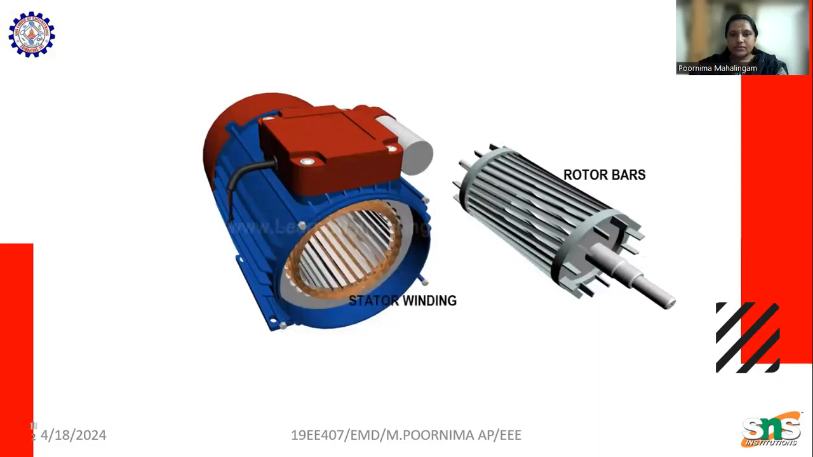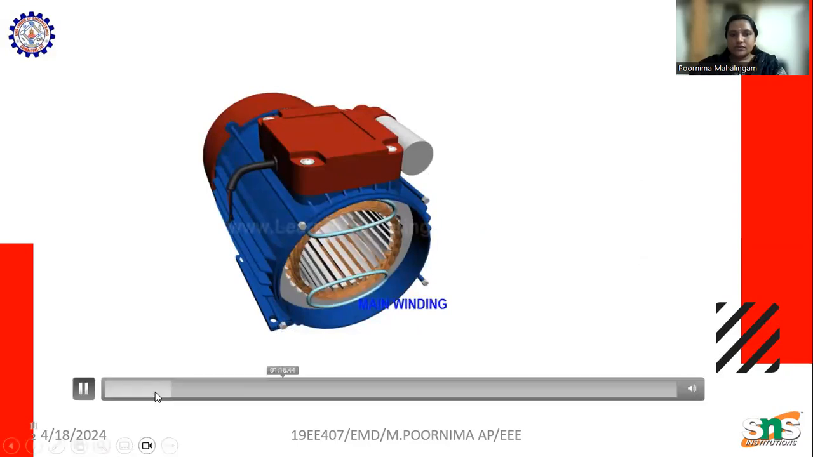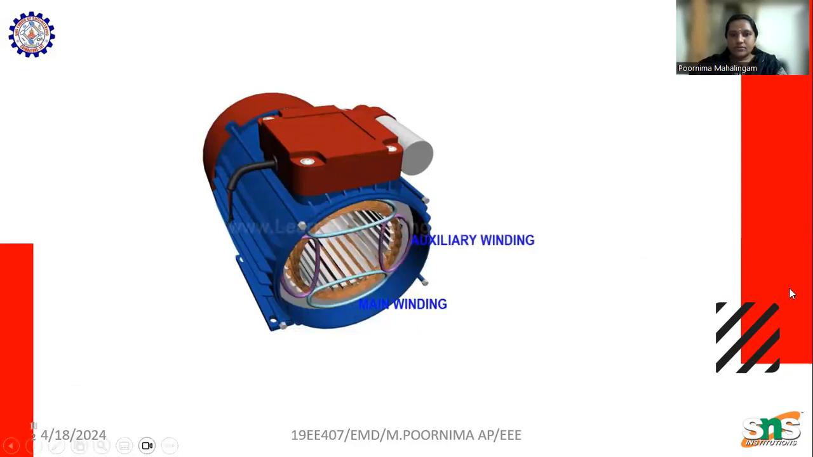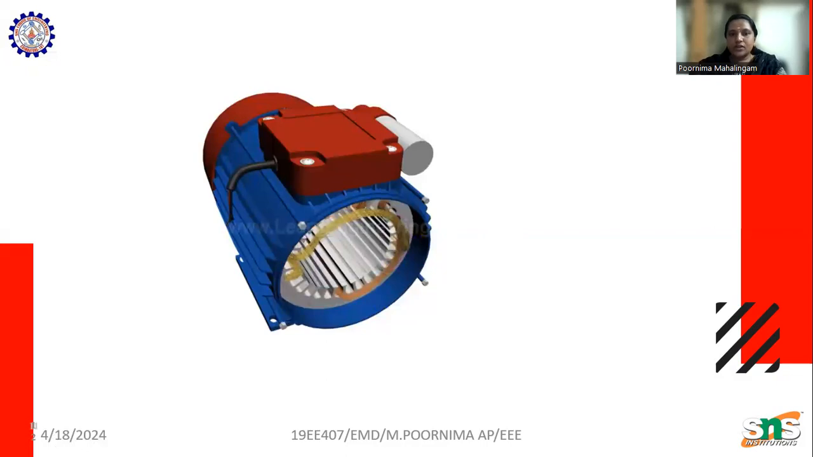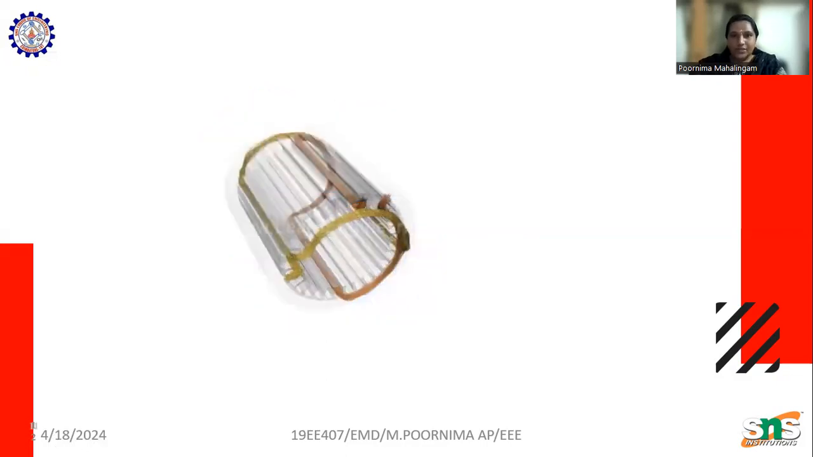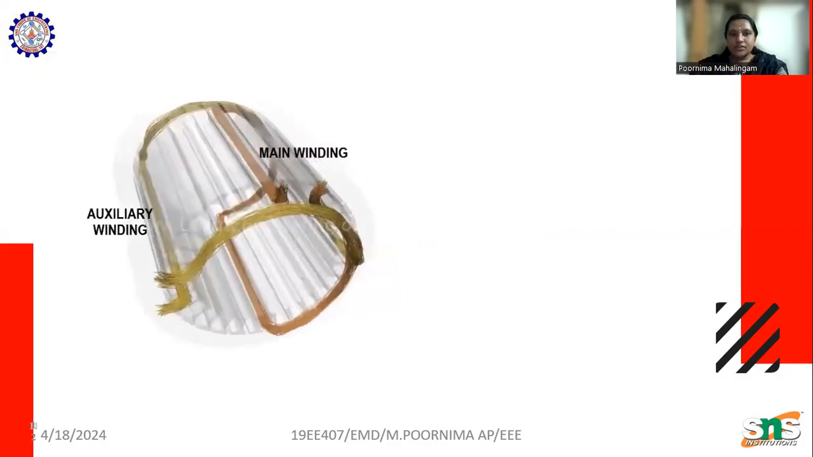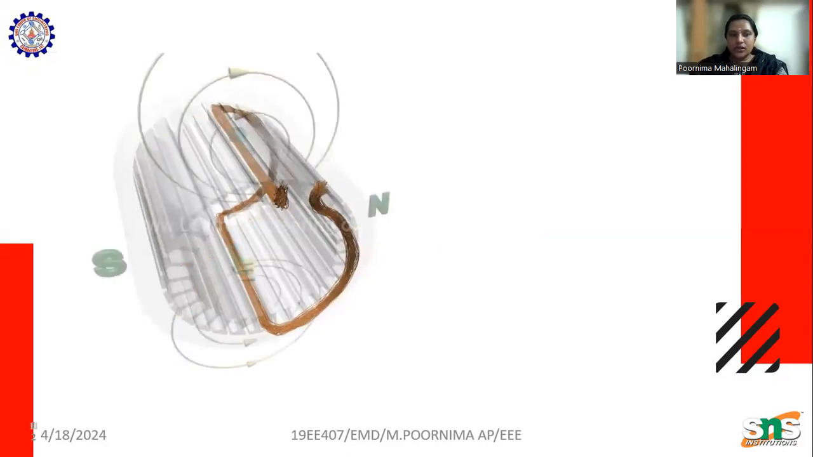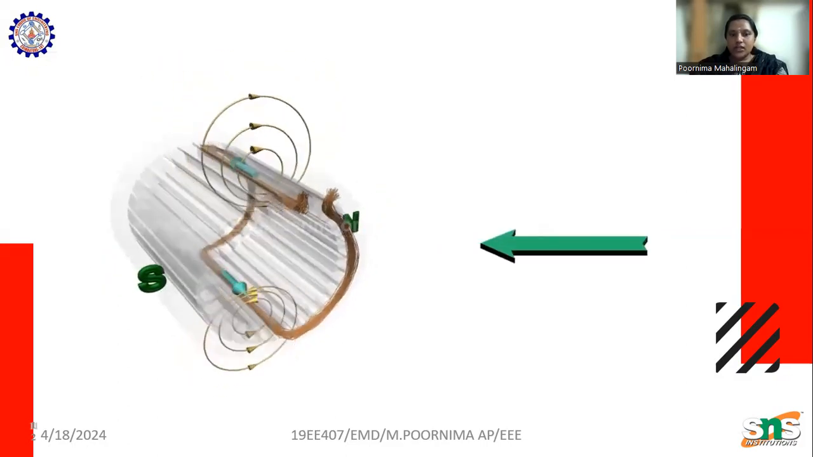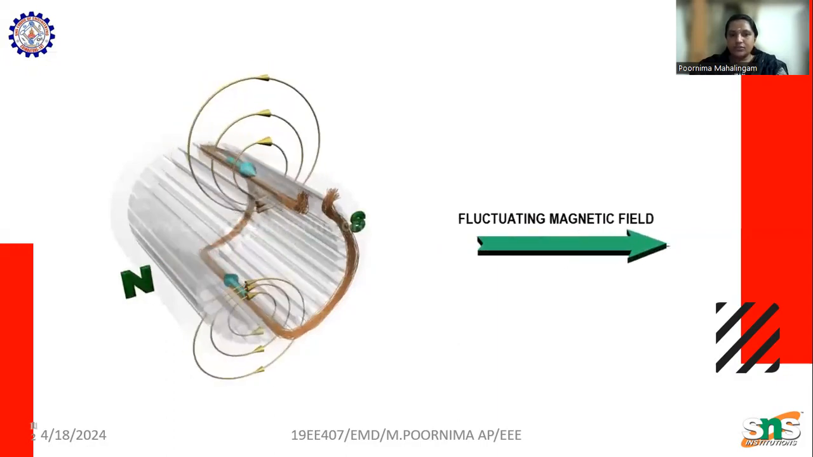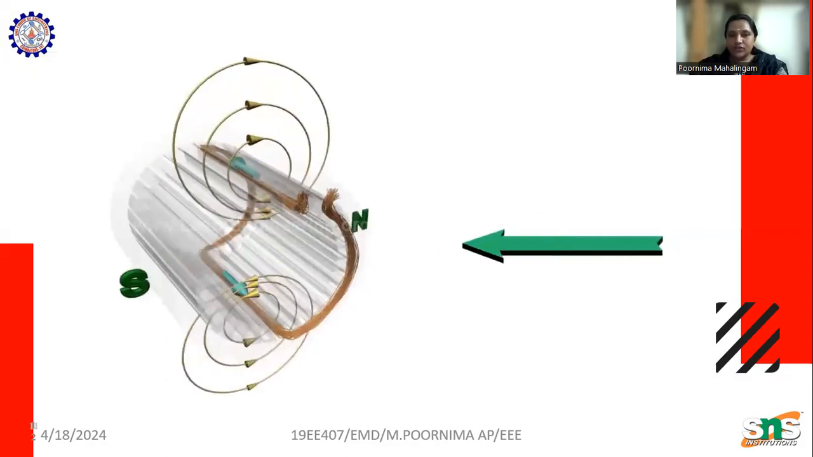Stator winding, which is stationary, has two parts: one main winding and an auxiliary winding. The auxiliary winding is placed perpendicular to the main winding. A capacitor is connected in the auxiliary winding. Here we have two windings, main winding and auxiliary winding. So there is no current. Now the current flows only through the main winding. Here we have a fluctuation of magnetic field.